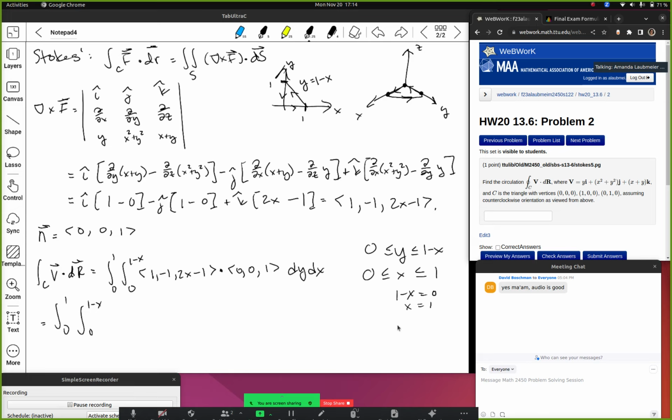And then this dot product is going to give me 0 times 1 is 0, 0 times minus 1 is 0, and 1 times 2x minus 1 is 2x minus 1, dy dx. And from this point, you would just go ahead and evaluate it, which is, I guess at this point, a chapter 12 kind of problem for you. But you will get some number and put that answer into WebWork. I'm not going to do that just for time, because I think that we've practiced that a lot up to this point.